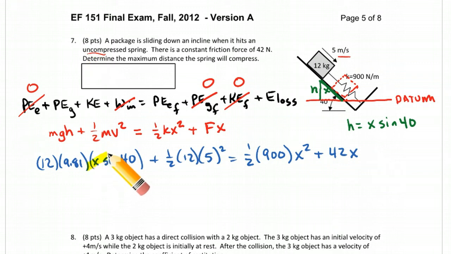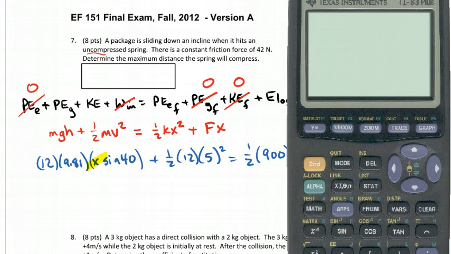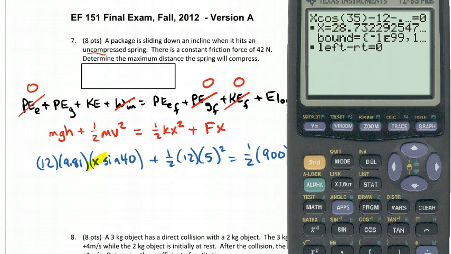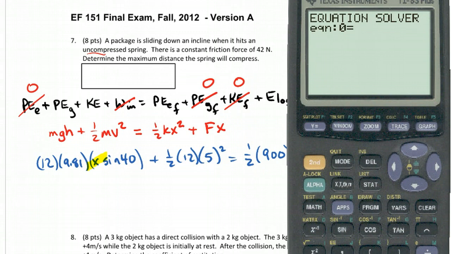Alright, so we have x, and x squared, a quadratic equation. Again, the solver can work this out pretty easily. I'll put everything on the left and use the solver. So clear that out. So 12 times 9.81 times x sine 40 plus, oops, close parenthesis, plus 0.5 times 12 times 5 squared.